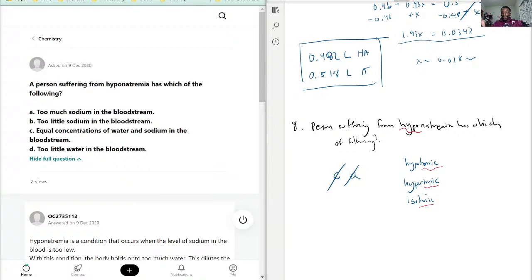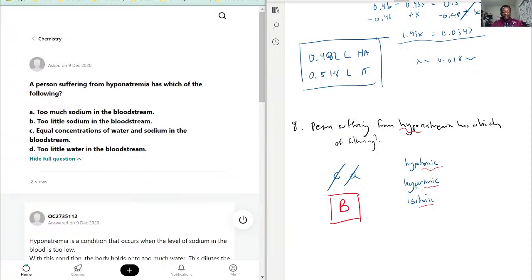And the reason why I picked that is because that is the only one referring to the possible solute there, and it's also abiding by the hypo, which would be little or less. So with this, B would be the correct answer I would pick.